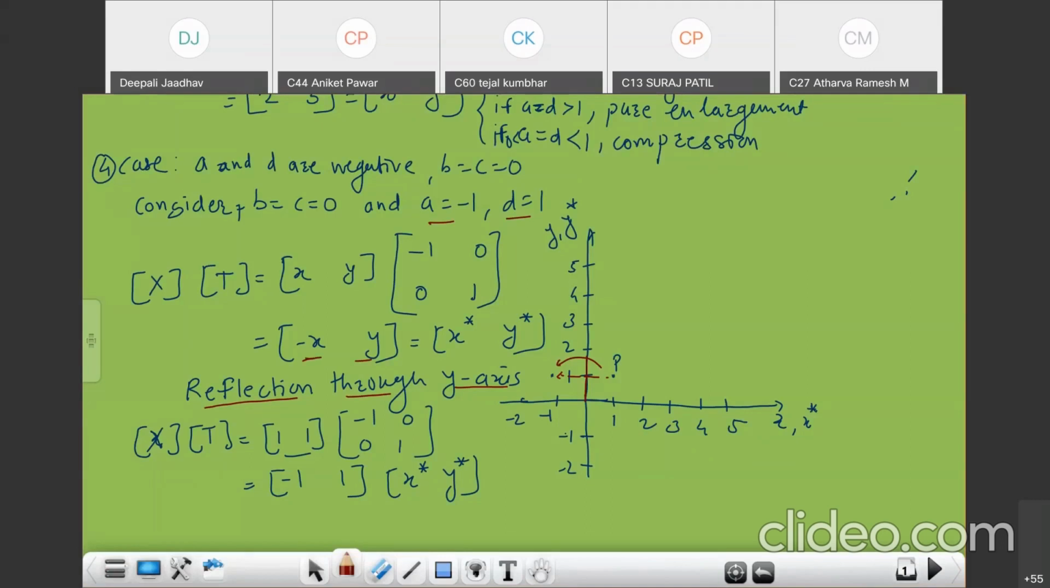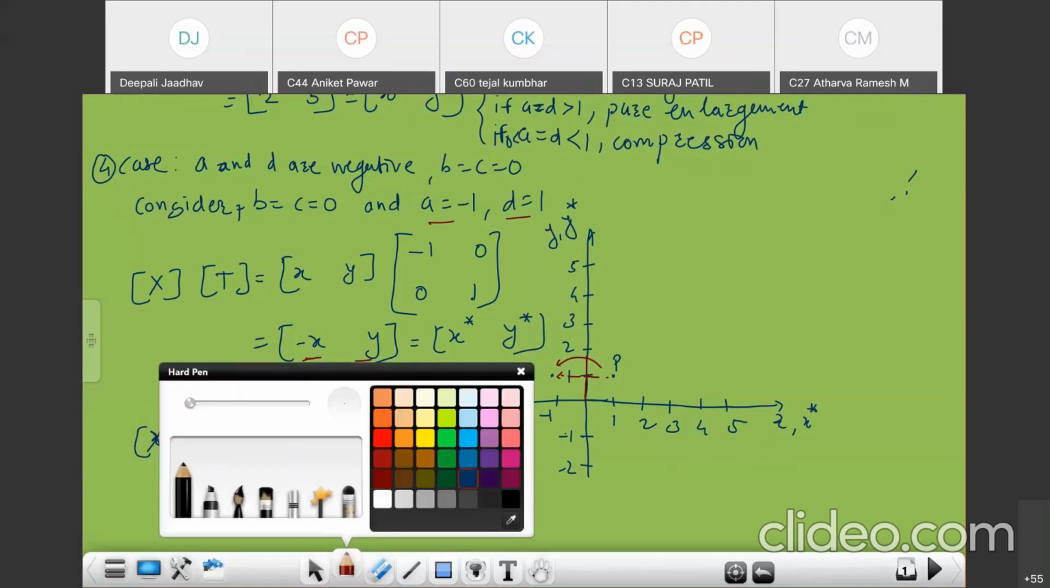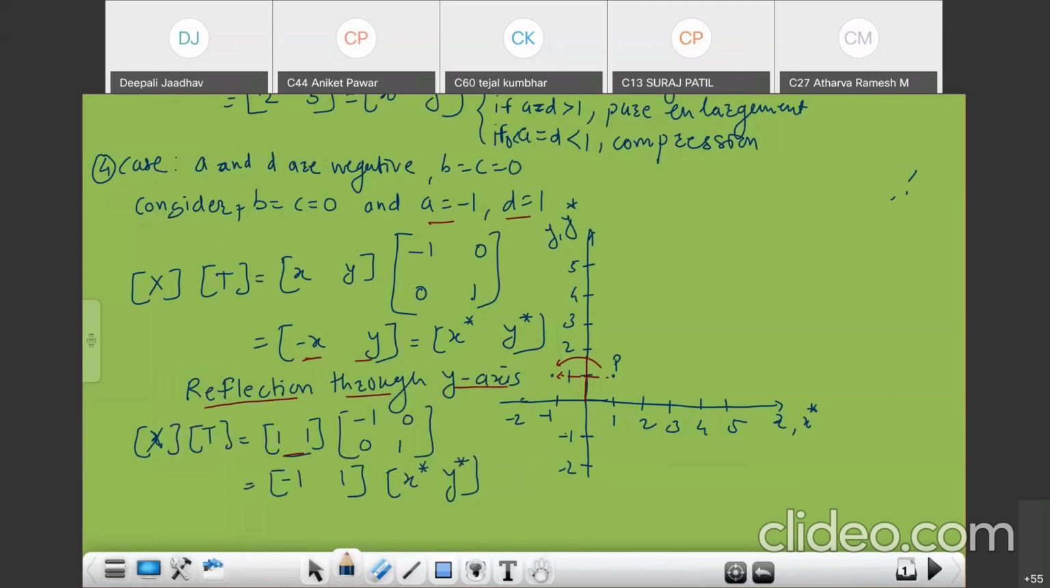For example, if we take the original point P (1, 1) and multiply it with this reflection matrix, then after multiplication it is -1, 1. So it shows the reflection through y-axis. Now we take another example.